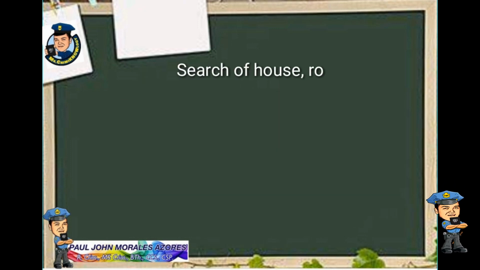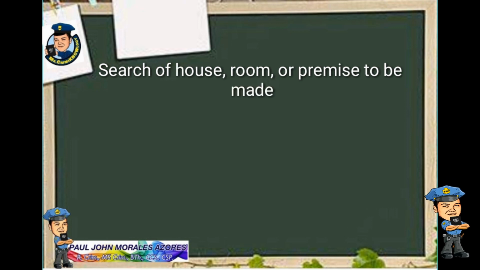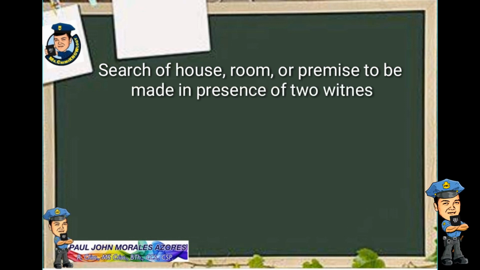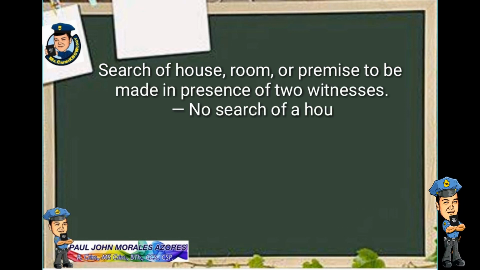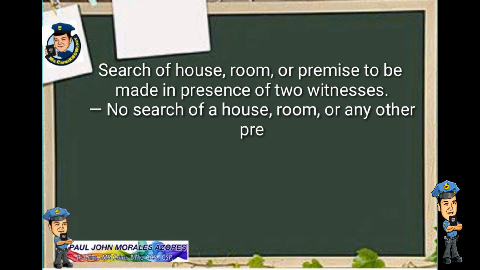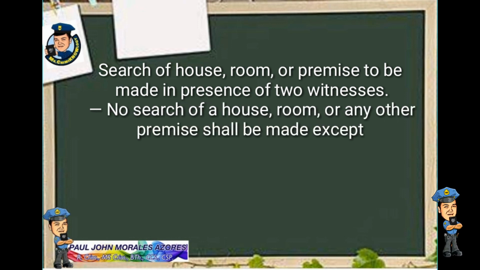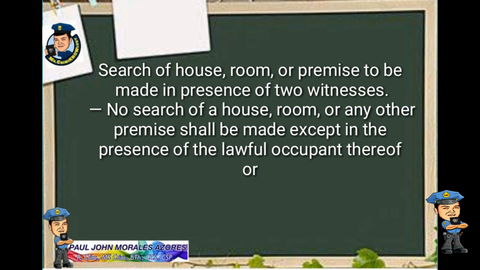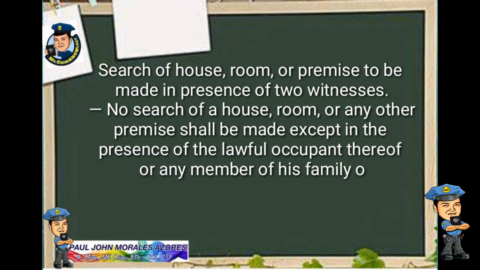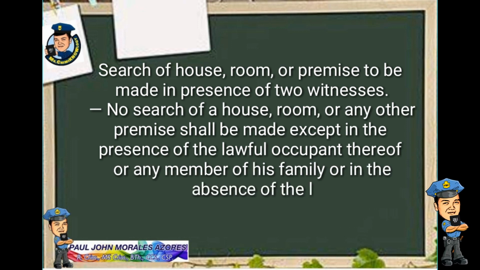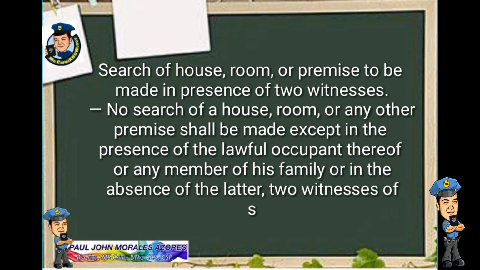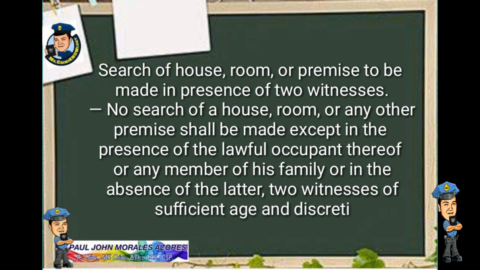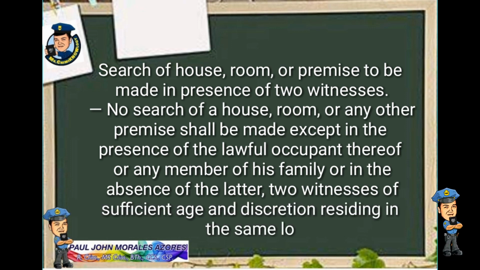Search of house, room, or premise to be made in presence of two witnesses. No search of a house, room, or any other premise shall be made except in the presence of the lawful occupant thereof, or any member of his family, or in the absence of the latter, two witnesses of sufficient age and discretion residing in the same locality.